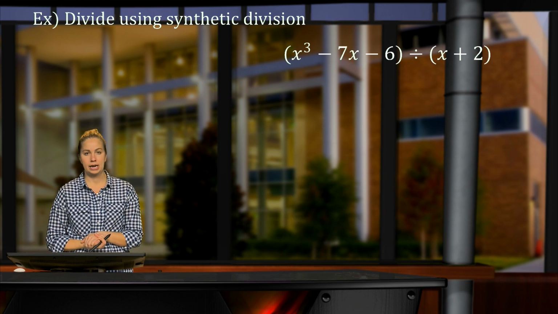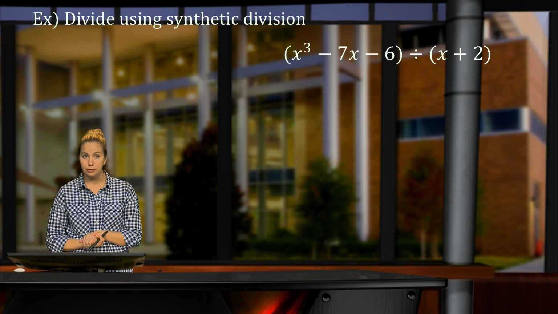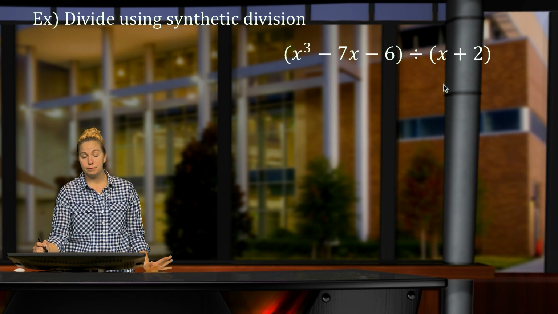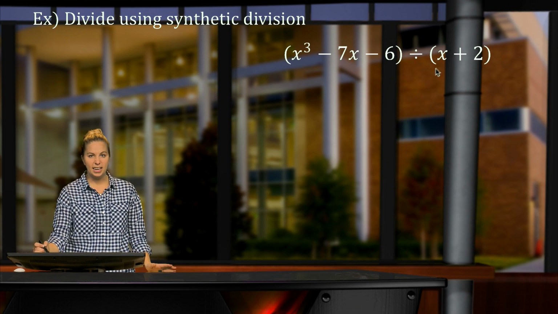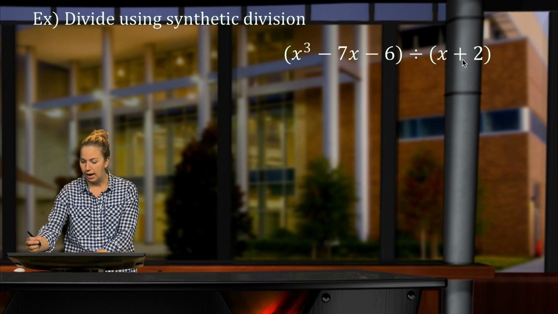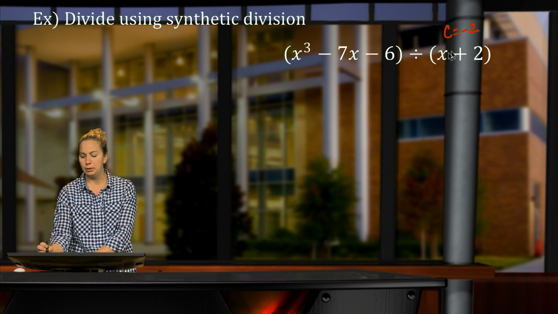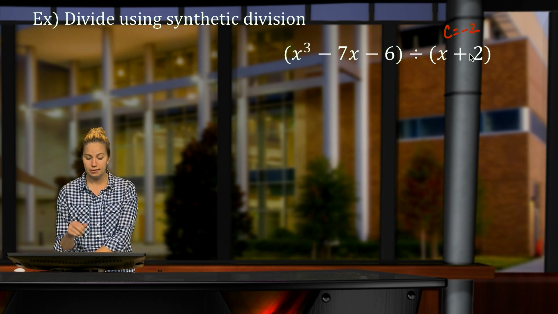x cubed minus 7x minus 6 divided by x plus 2. My divisor checks out. I can use synthetic division because, again, I've got that naked x. My c, I can tell, is going to be negative 2. Again, I'm using the opposite when it's attached to x.